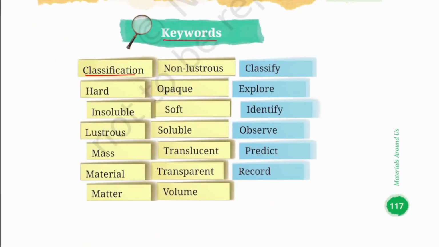Keywords: classification, non-lustrous, hard, opaque, insoluble, soft, lustrous, soluble, mass, translucent, material, transparent, matter, volume. Classify, explore, identify, observe, predict, record.